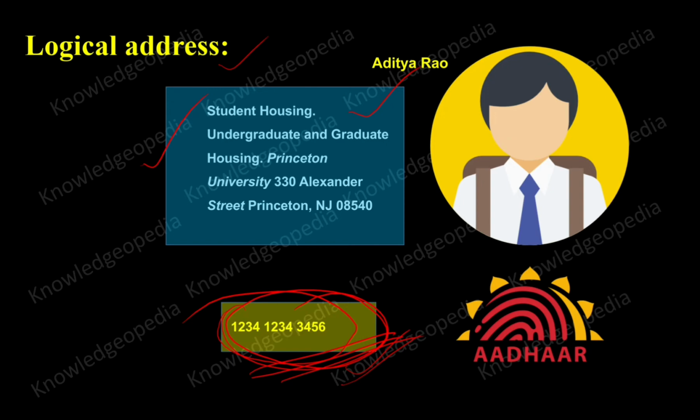But using Aadhaar number throughout the world, if you want to reach Aditya using the Aadhaar number, it will be extremely impossible. So we have to use a logical address, right? That is why we need two addresses. One is a physical address, another is the logical address.